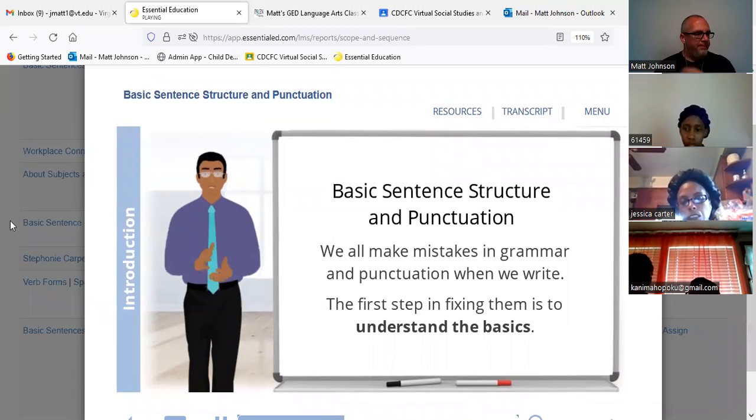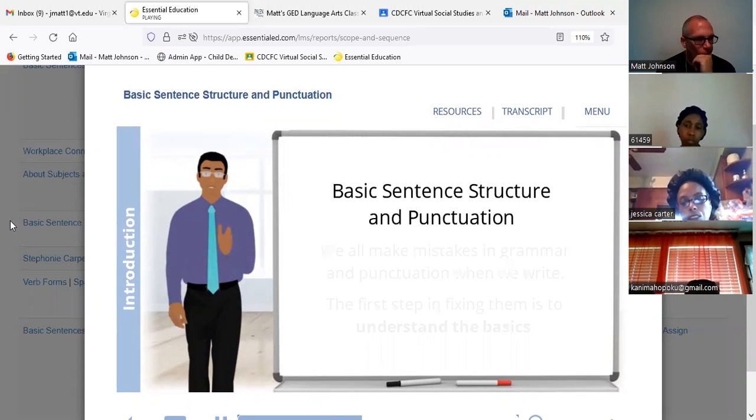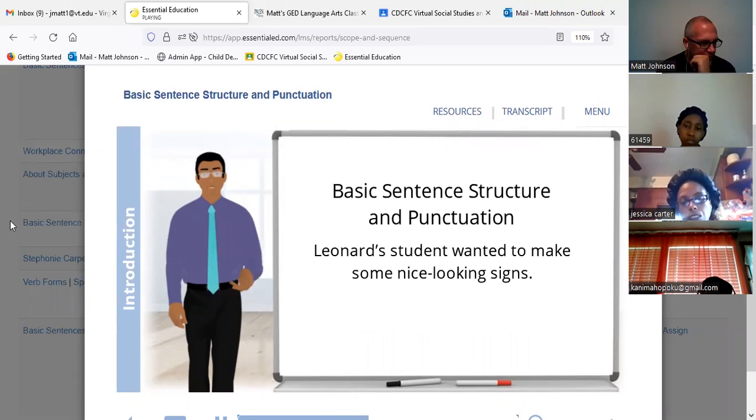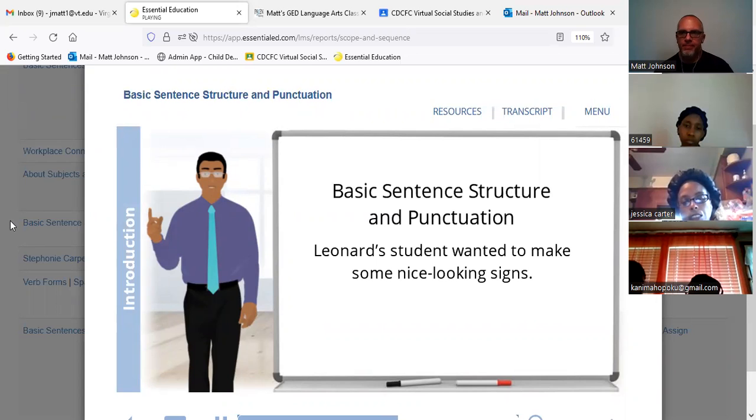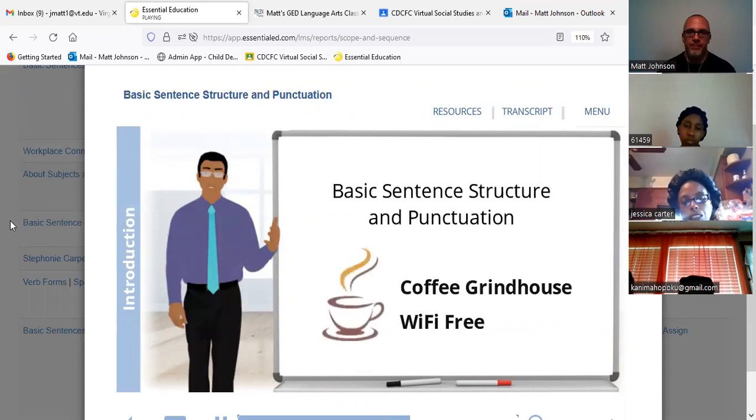I remember one of my students had just gotten a job at a coffee shop. He was supposed to make a couple of signs to put up around the shop, and since he liked art, he wanted to do a good job and make something that looked nice, not just a flyer with a couple of words on it. So he was working on the sign in my classroom when I noticed that there was a problem. You see, the sign said on 2 lines, "Coffee Grindhouse, Wi-Fi free."